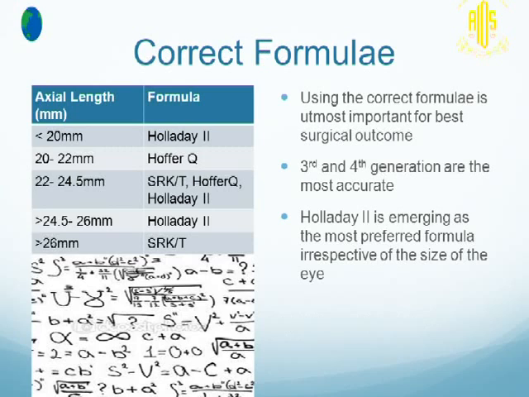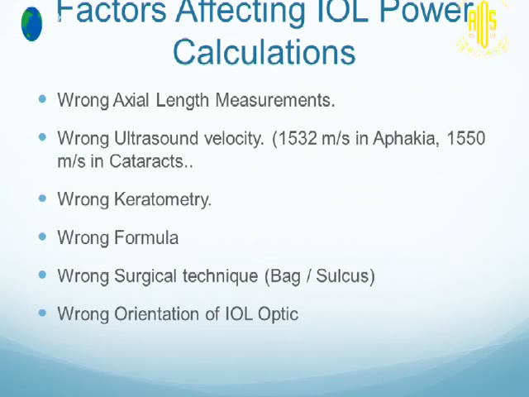Various formulas are used. Using the correct formula is of utmost importance for the best surgical outcome. Third and fourth generation formulas are more accurate. The Holladay 2 is generally emerging as the most preferred formula, irrespective of the size of the eye. But the standard that we all like to use is the SRK/T formula. Of course, shorter eyes use the Holladay 2 and longer eyes use the SRK/T. Factors which affect the IOL power calculations are the wrong axial length measurement, the wrong ultrasonic frequency set on your machine, a wrong keratometric value, choosing the wrong formula, and a wrong surgical technique, whether in the bag or the sulcus, or wrong orientation of the IOL optics.